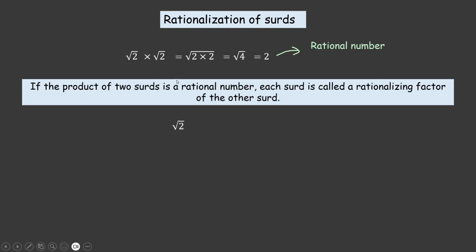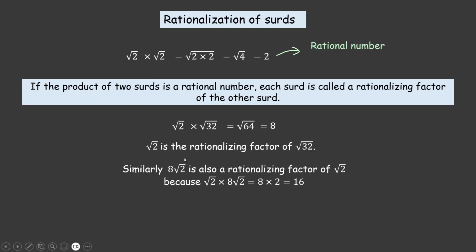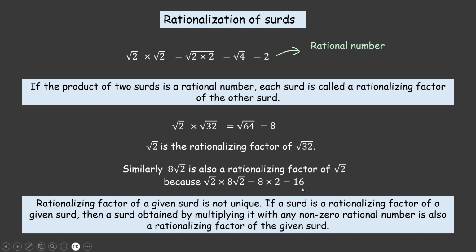Let's look at one more example. Let's multiply root 2 with root 32. We get root 64, which is 8. Once again, 8 is a rational number. So we can say that root 2 is the rationalizing factor of root 32. Similarly, 8 root 2 is also a rationalizing factor of root 2 because root 2 into 8 root 2 is 8 into 2, which is 16. So we see that the rationalizing factor of a given surd need not be unique.